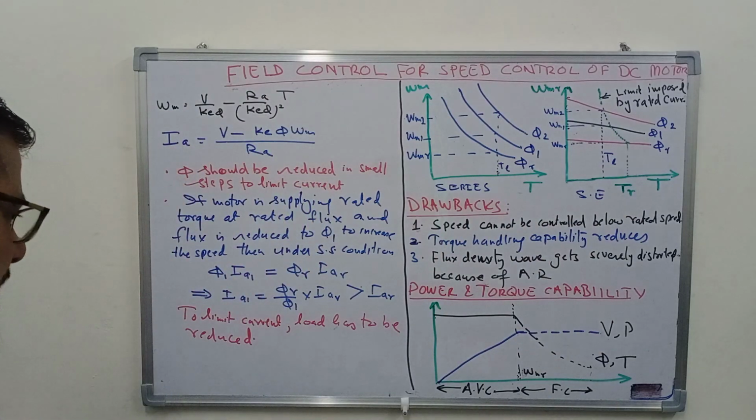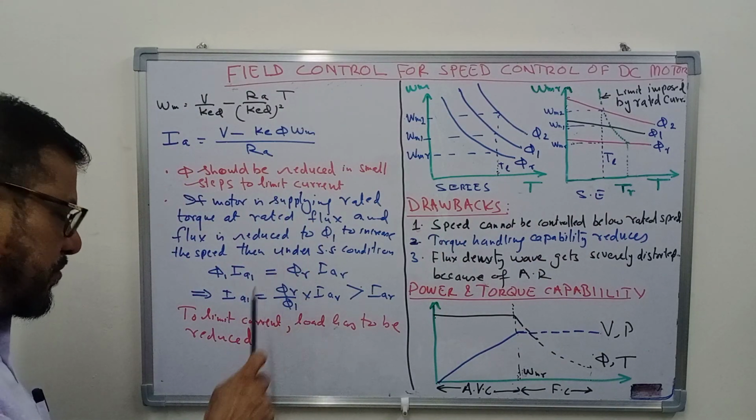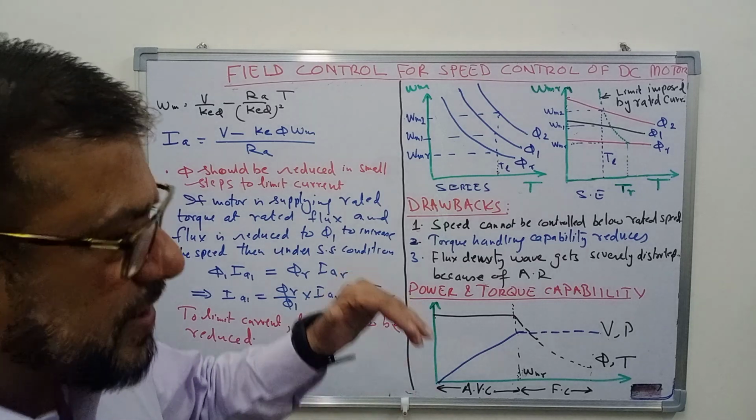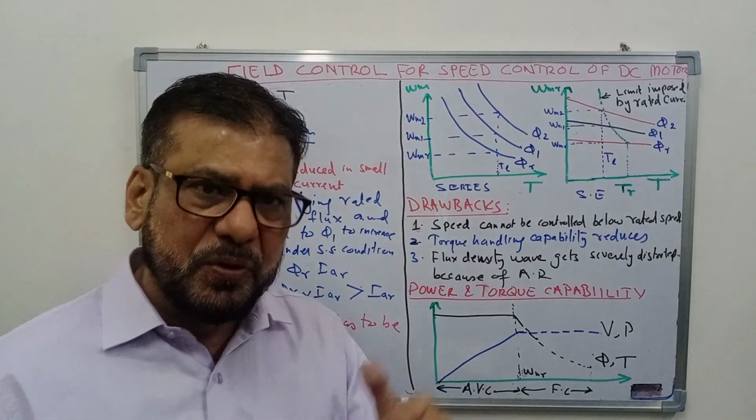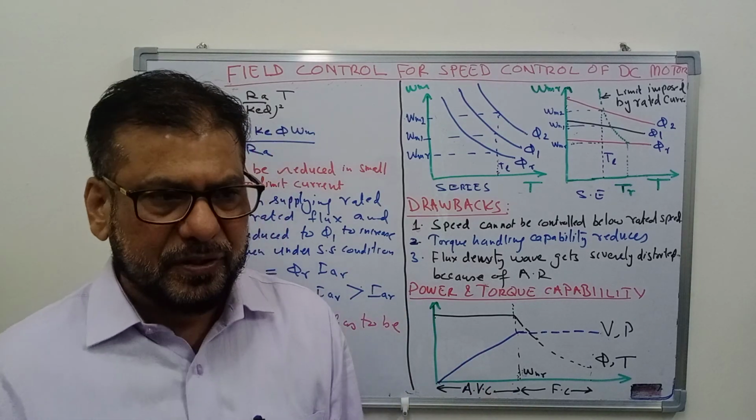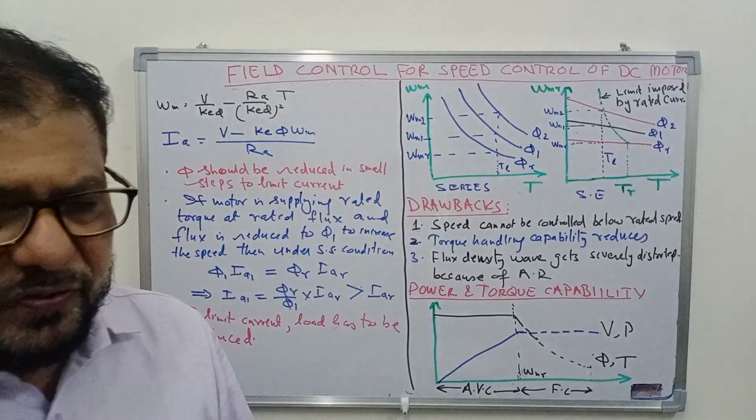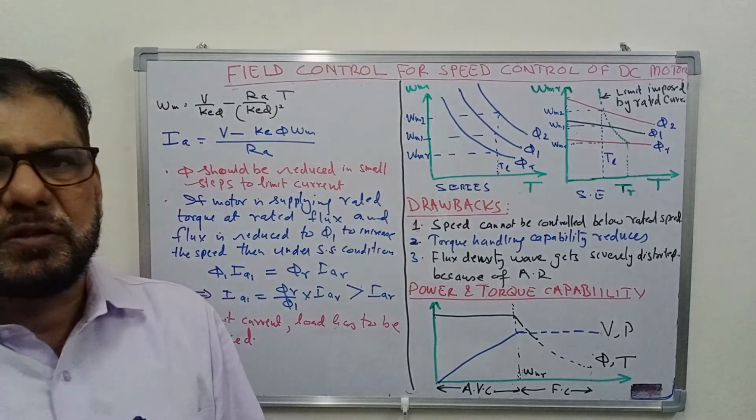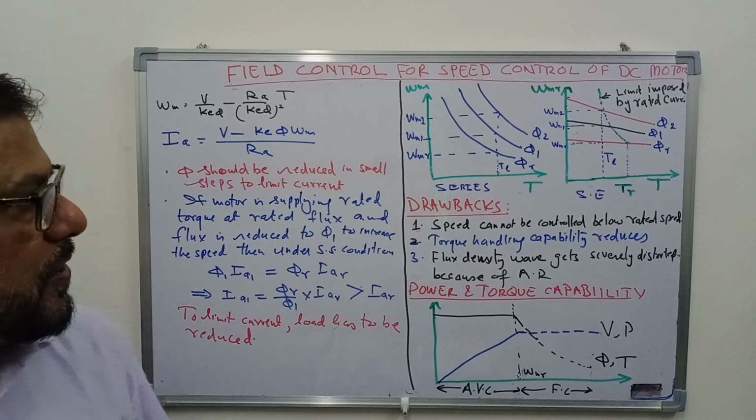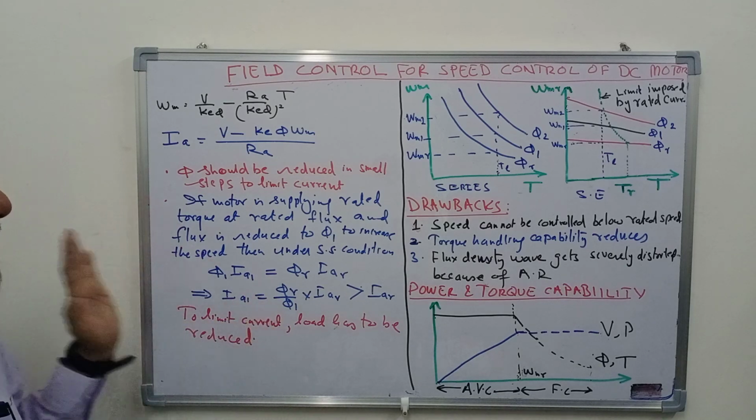So this means that to limit the current, the load has to be reduced. Or you can say that the motor cannot supply the same torque at higher speed. In other words, the torque handling capability of the motor will reduce. So this is one drawback of this method.